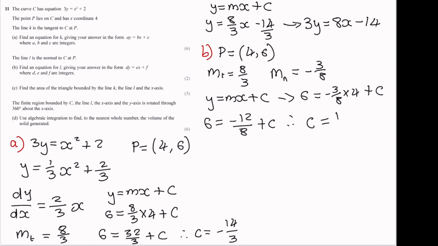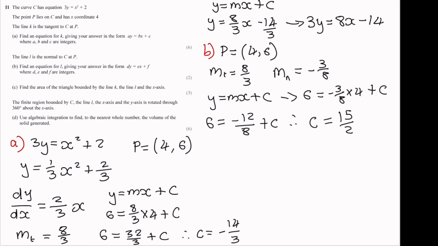15 over 2. So if we now substitute our gradient and our c into this equation of a straight line, we get y equals the gradient of the normal, which is minus 3 over 8, x plus our c that we just found, and that is the equation. However, we need to make sure all the coefficients are integers, so we can rewrite this. If we multiply each term by 8, we get 8y is equal to negative 3x plus 60.